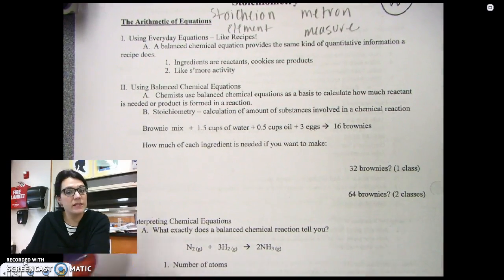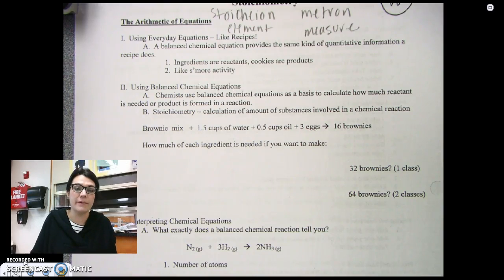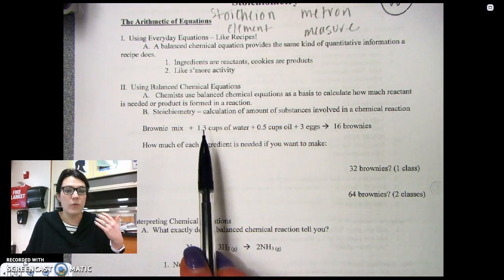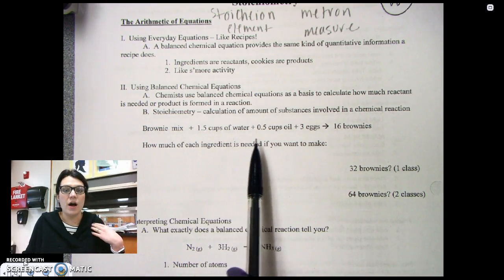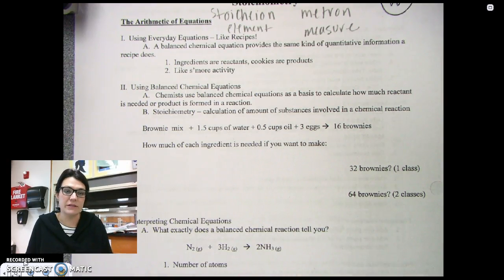Chemists use balanced chemical equations as a basis to calculate how much reactant is needed in order to produce a product. So let's just look at this. If I want to make brownies, I need brownie mix, 1.5 cups of water, 0.5 cups of oil, 3 eggs, and ultimately I'm going to make 16 brownies. How much of each ingredient would I need if I wanted to make 32 brownies for one class?